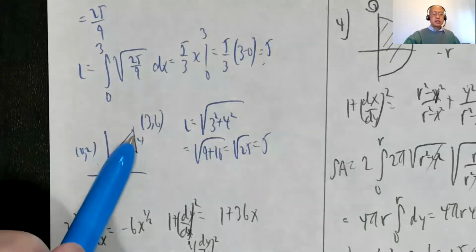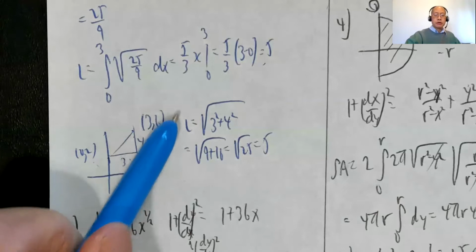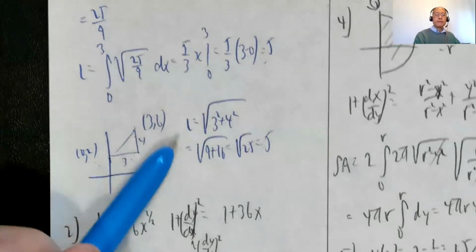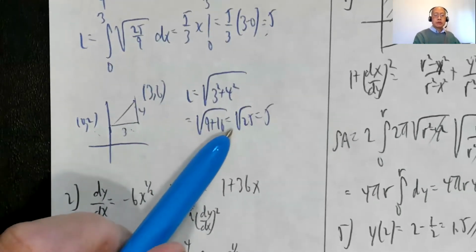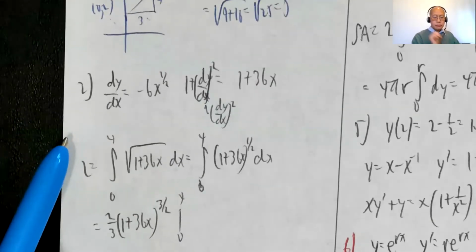Second part of the problem, here's the picture, (0, 2) to (3, 6). This is 3, this is 4. It's a 3, 4, 5 triangle. So the arc length, by using the Pythagorean theorem, is the square root of 3 squared plus 4 squared, square root of 9 plus 16, square root of 25 is 5. And you can see you get the same answer.